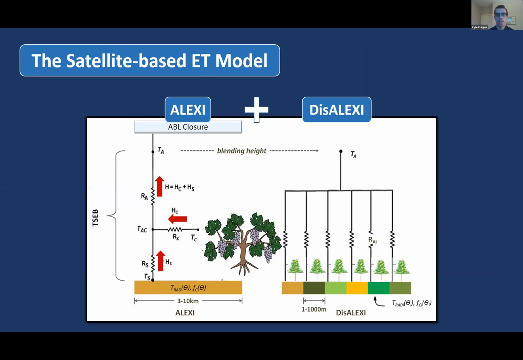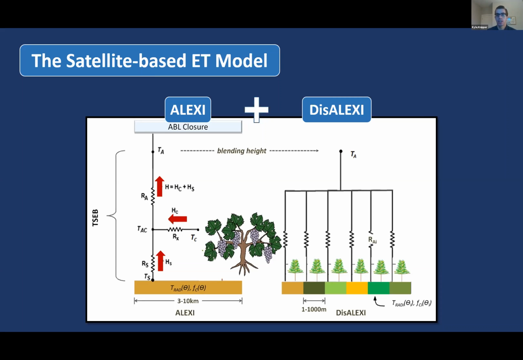Now, our method of deriving this satellite-based ET estimate is based on the pairing of an ALEXI and DisALEXI ET model. ALEXI is a multi-sensor thermal infrared approach to ET mapping. It couples a two-source soil plus canopy land surface model, TSEB, with an atmospheric boundary layer model in this time differencing mode to map fluxes at 3 to 10 kilometer resolution using thermal band imagery and insolation data sets from geostationary satellites such as GOES.